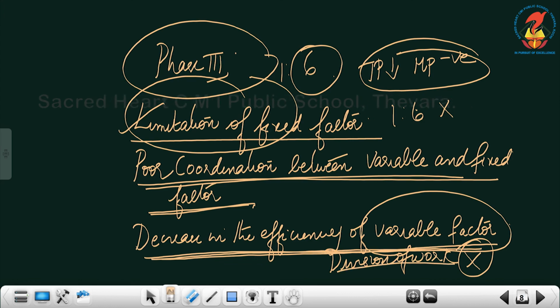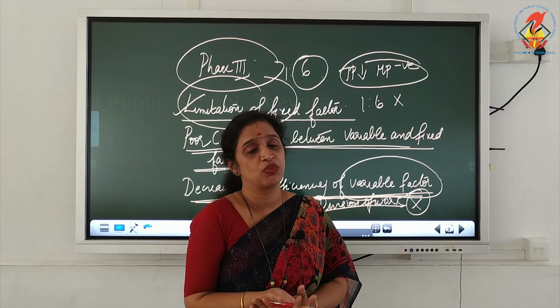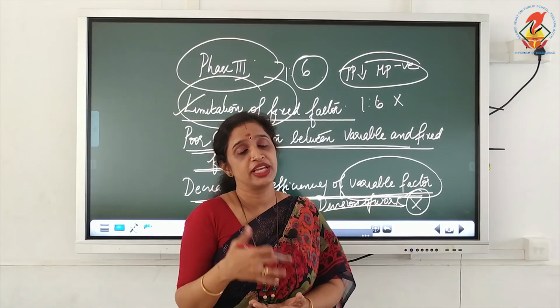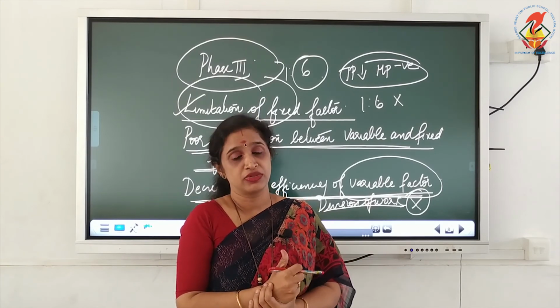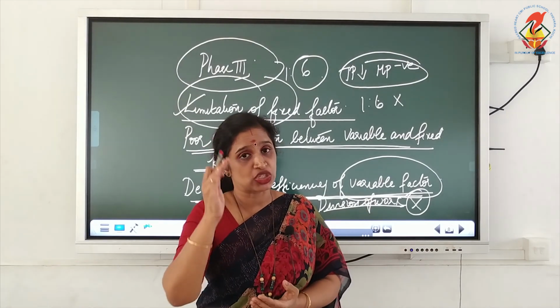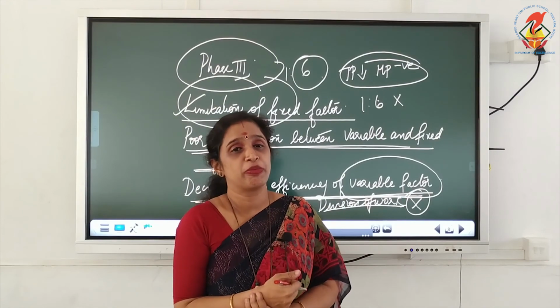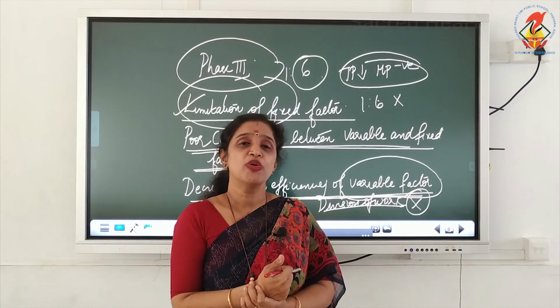Decrease in the efficiency of variable factor. That means in front of a machine 6 workers, their work is not defined, division of work is not there. Therefore, in the third stage, total productivity will fall and marginal productivity becomes negative. So these are the reasons for the law of variable proportion based on the 3 phases. And I hope this law of variable proportion is very clear to you, and this is very, very important from the examination point of view.